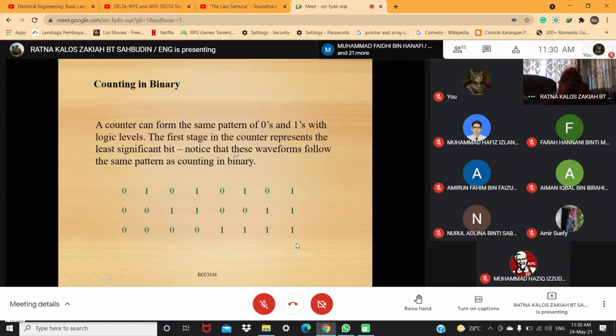Notice that these waveforms follow the same pattern as counting in binary. If you look here, this is the first stage, you have 0 1 0 1. Then the second stage here, 0 0 1 1, and so on. And the third stage here you have 0 0 0 0 and then 1 1 1 1. Similar to what we tabulated just now.